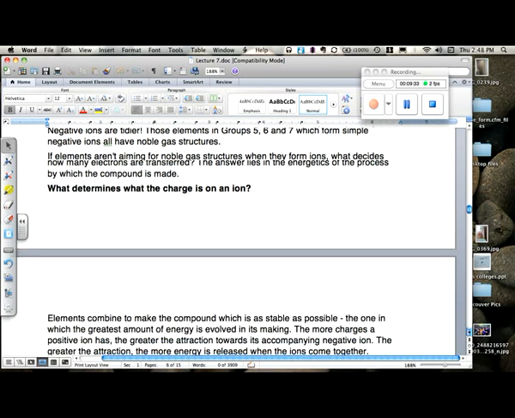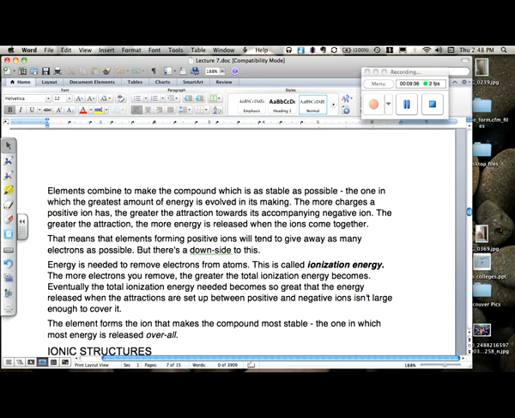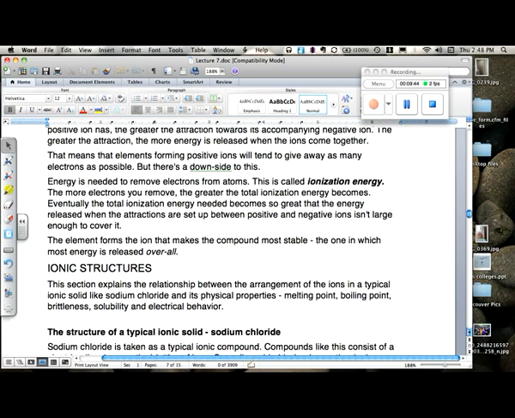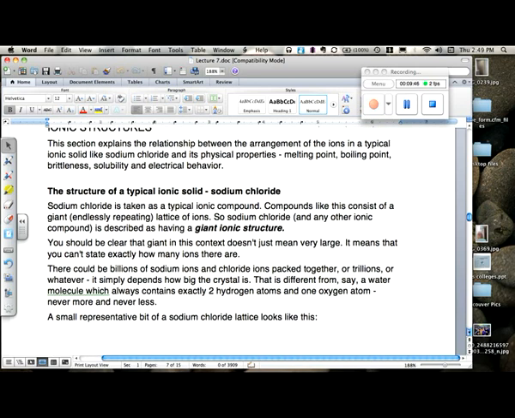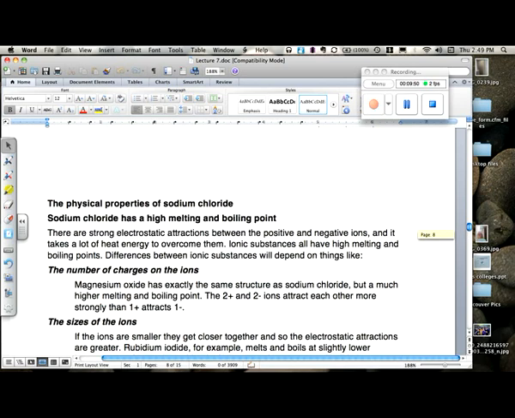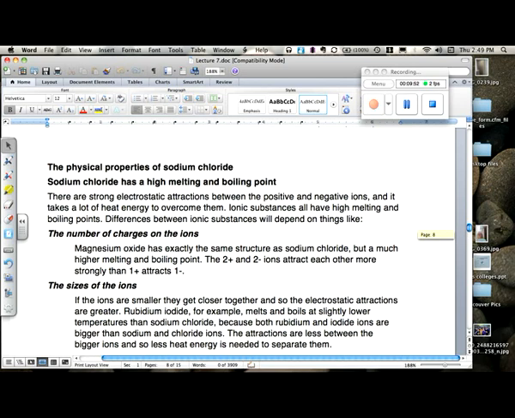All right, what determines the charge on an ion? Well, that coming together and lowering in energy is dependent upon two things. It is dependent upon charge and size, and that is mentioned right here.